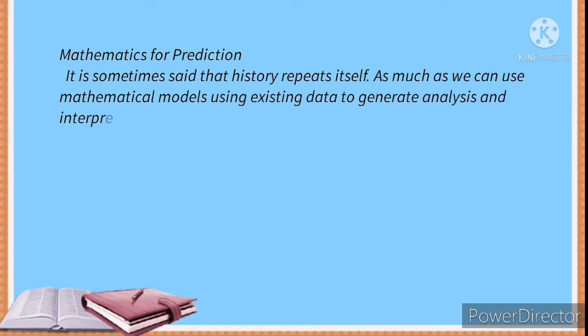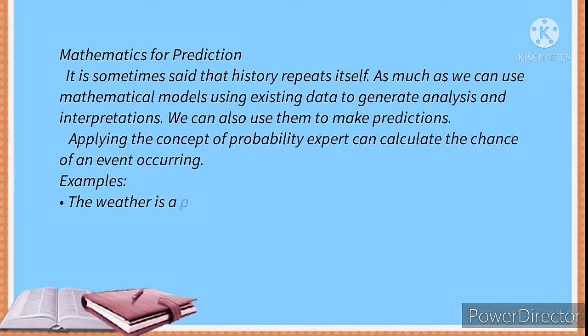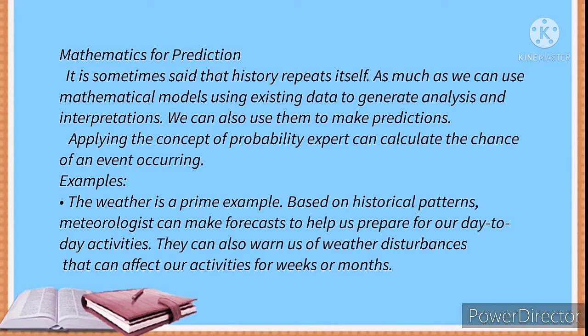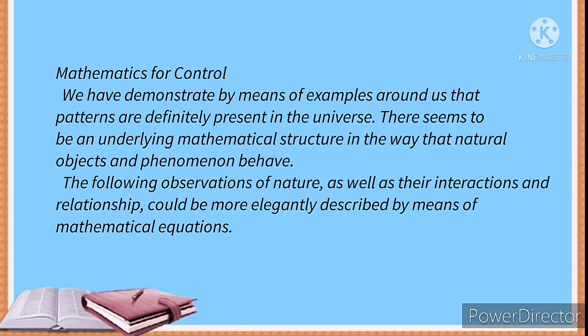Mathematics for prediction. It is sometimes said that history repeats itself. As much as we can use mathematical models and existing data to generate analysis and interpretation, we can also use them to make predictions. Applying the concept of probability, experts can calculate the chance of an event occurring. Say, for example, the weather is a prime example based on historical patterns. Meteorologists can make forecasts to help us prepare for our day-to-day activities. They can also warn us of weather disturbances that can affect our activities for weeks or months.